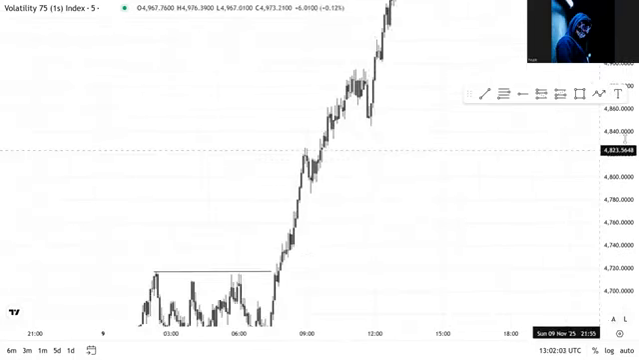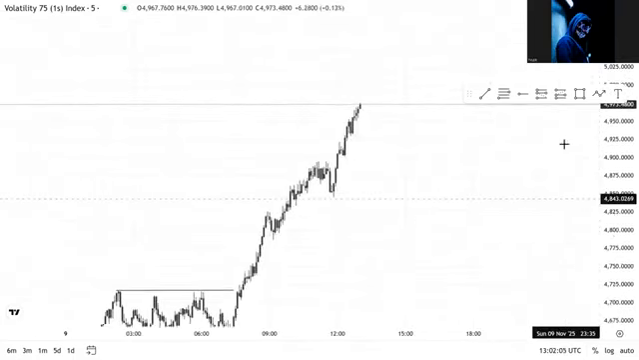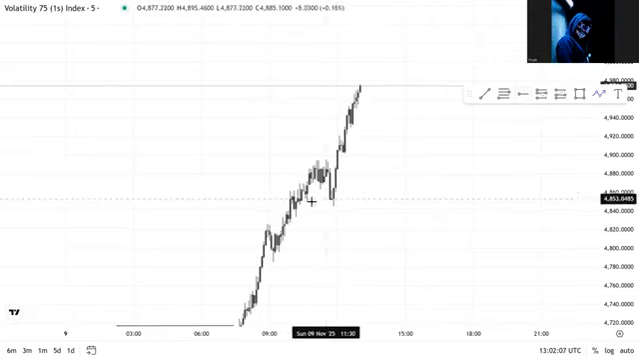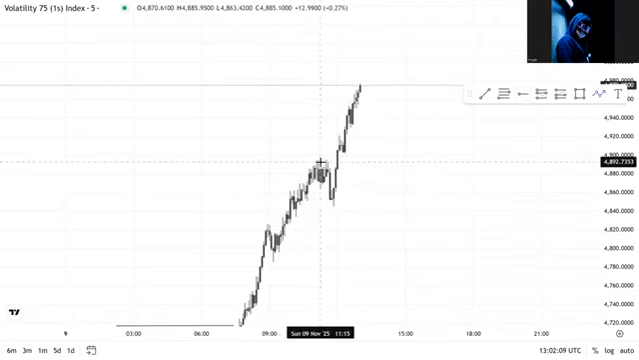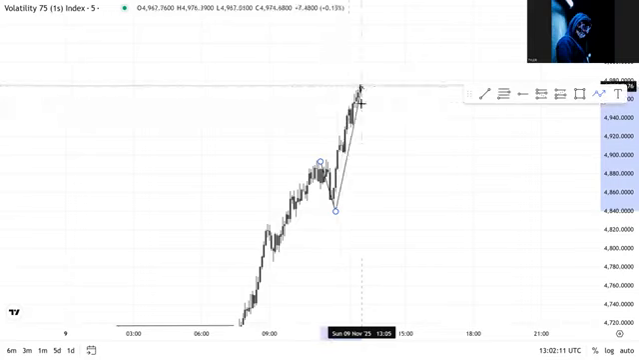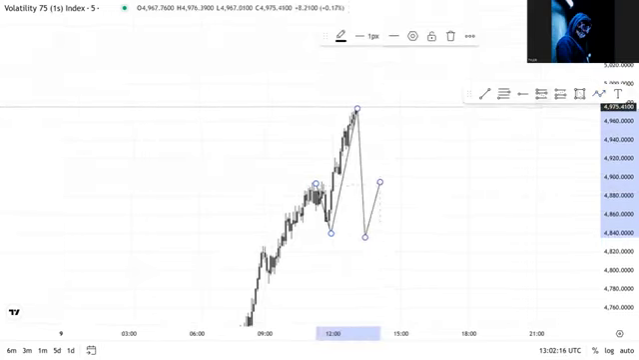So now we are currently bearish. What am I going to be looking for? Let's say, for instance, I see something like this right here. The market comes to sweep this low, and gives me something like this.